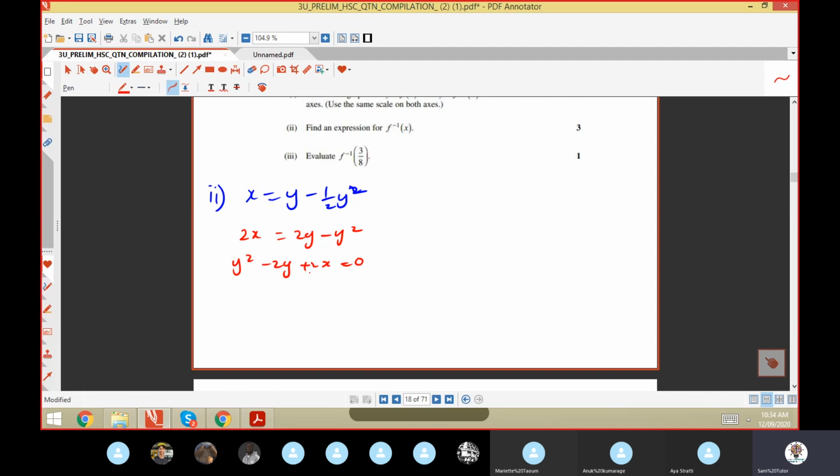To complete the square, we always take our constants onto the other side.